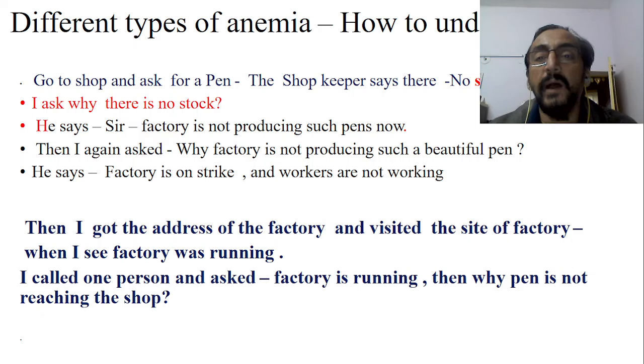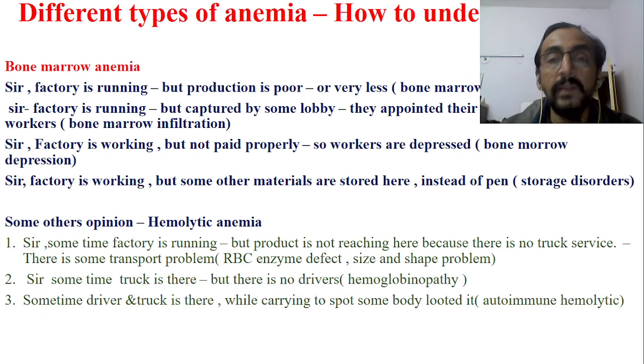Now, how do we understand the different types of anemia? Just take an example. You go to a shop and ask for a pen. The shopkeeper says there is no stock. Then you ask why there is no stock. He says, sir, the factory is not producing such pens now. Then I asked again, why is the factory not producing such a beautiful pen? He says, the factory is on strike, sir, so the workers are not working. Then I got the address of that factory and visited the site. I see the factory is running, so I called one person and asked, the factory is running, but why is there scarcity of the pen in the market? It is not reaching the market.